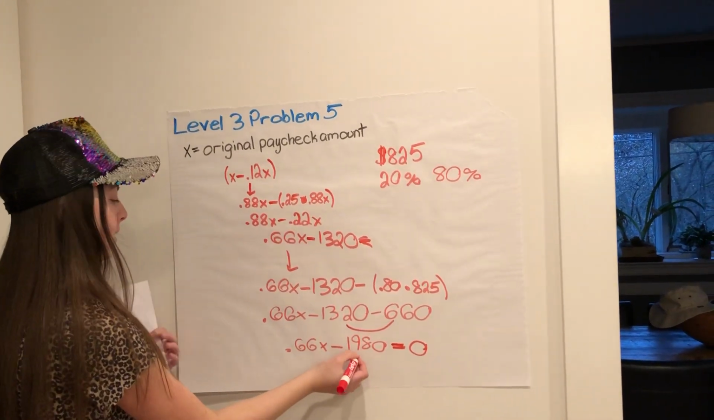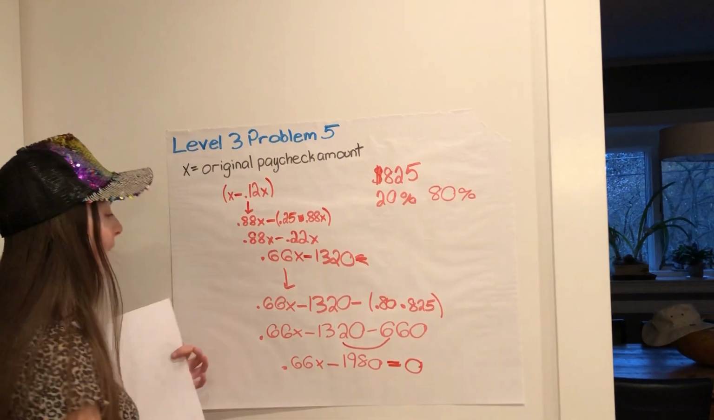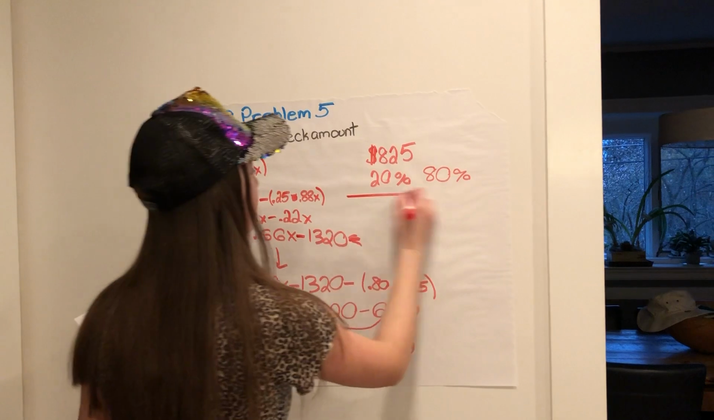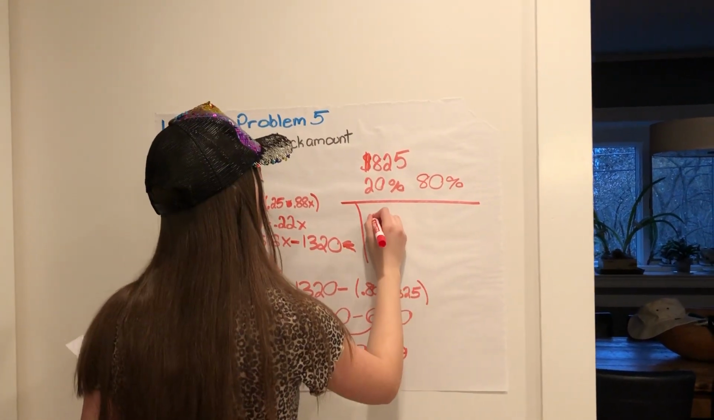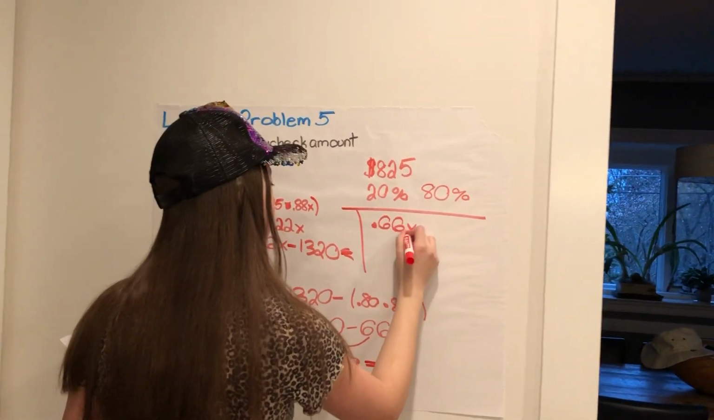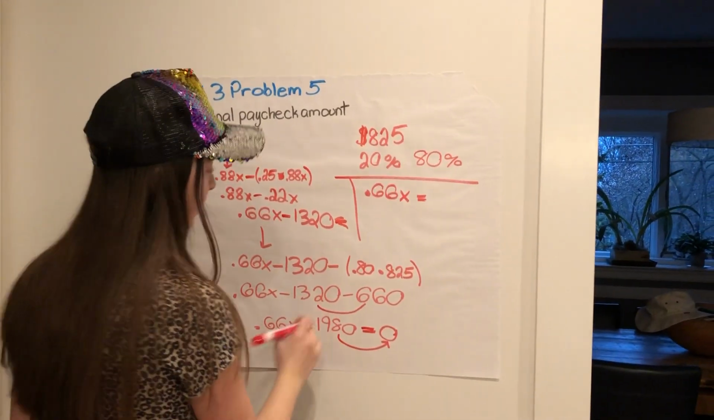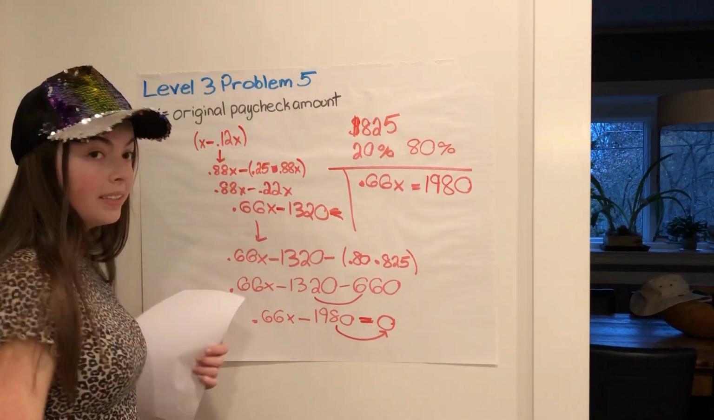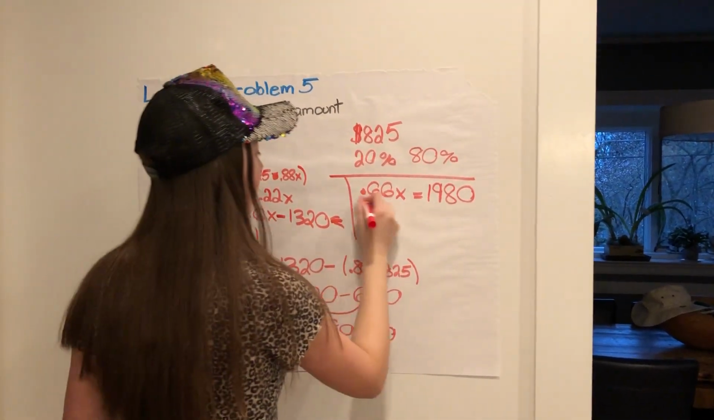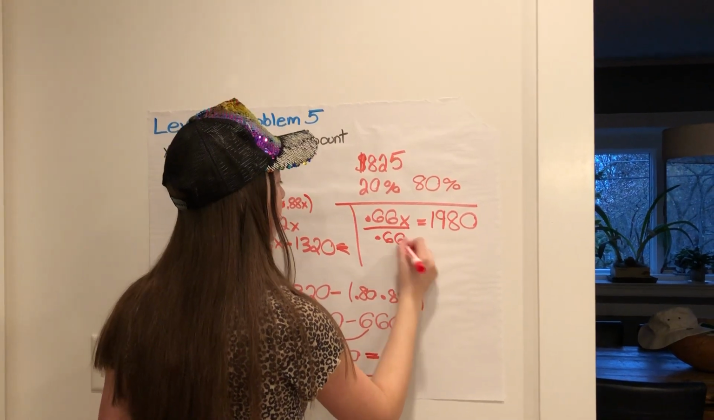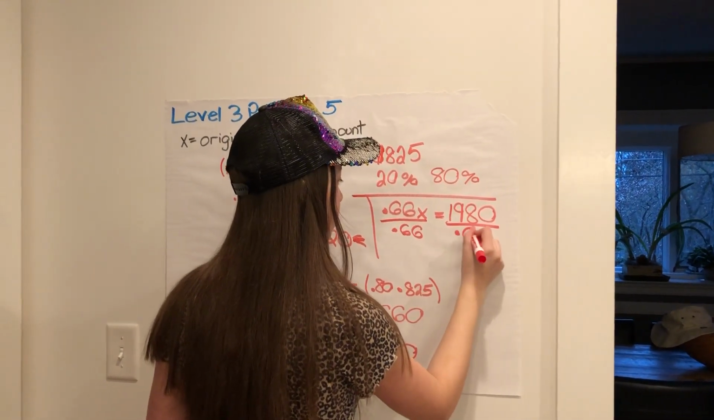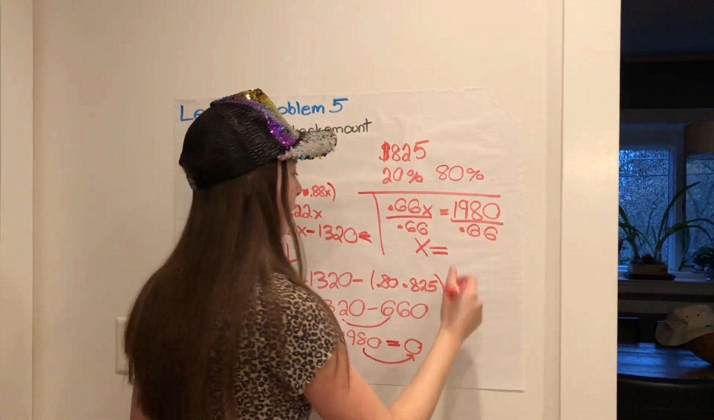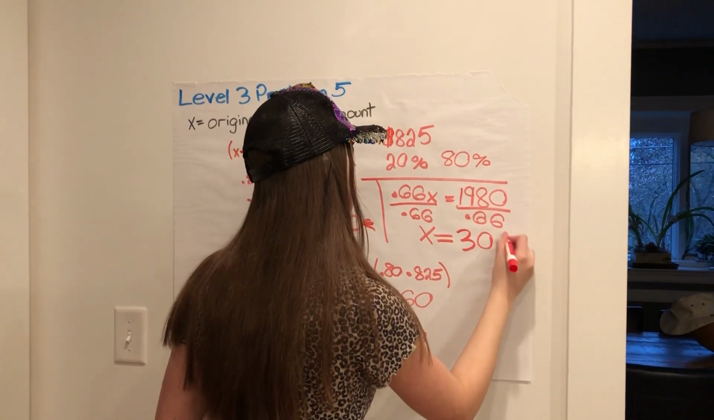Alright, so since I have minus 1980 and I want to get x by itself by isolating the variable, I'm going to start by moving it over here. Let's come over here and do some work. Alright, so we have 0.66x equals positive, right, because it was negative over here, 1,980. The next thing I want to do, because it's a multiplication on this side, is divide both sides by 0.66. And if you do that out, 1980 divided by 0.66 is 3,000.